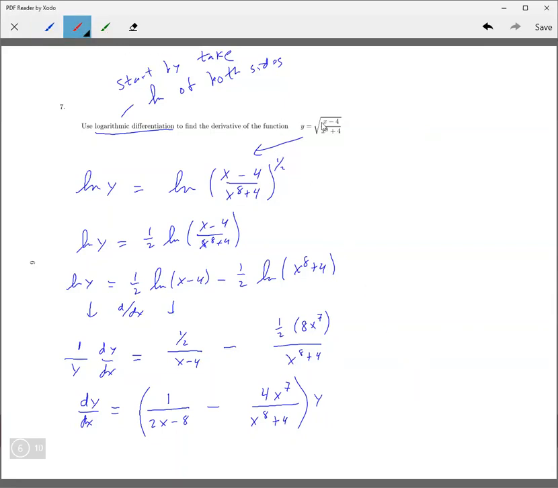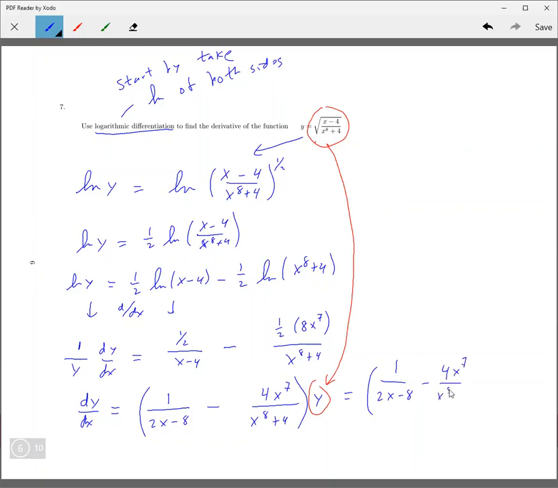Okay, now this is our y actually, and so I'm going to just put that in right there to finish off the problem. And this is how I'm going to put it into WebAssign, or actually how I put it into WebAssign.